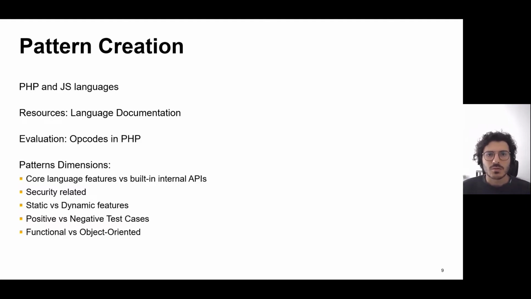So in our patterns, we were careful to cover all the different opcodes in PHP. And we created our patterns in different dimensions. For example, whether they are features of the language, or internal APIs, security related, static or dynamic features, positive and negative test cases, functional and object oriented.